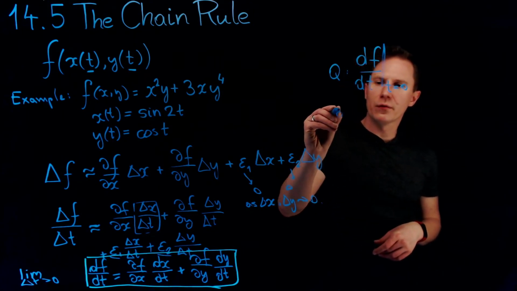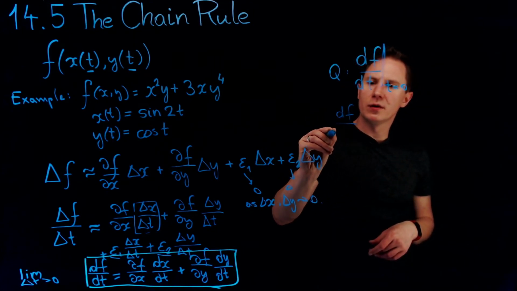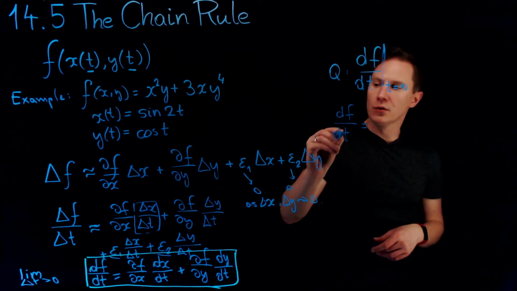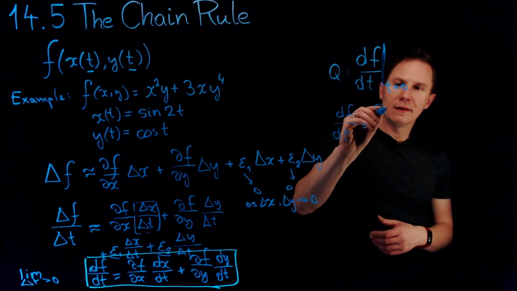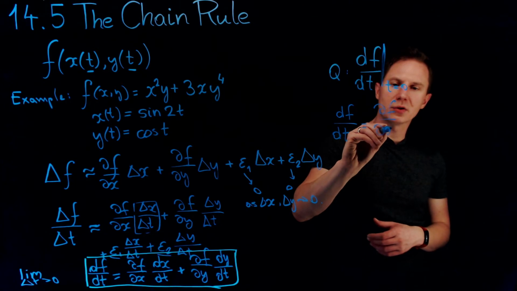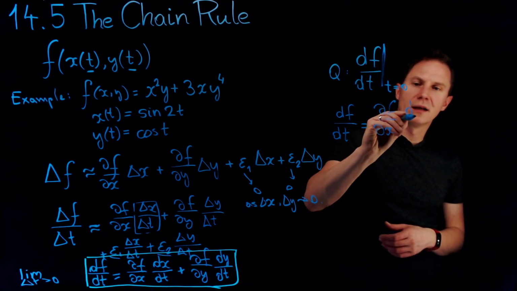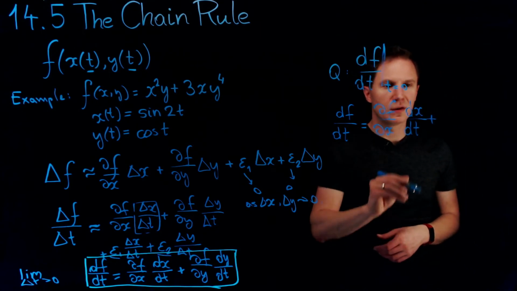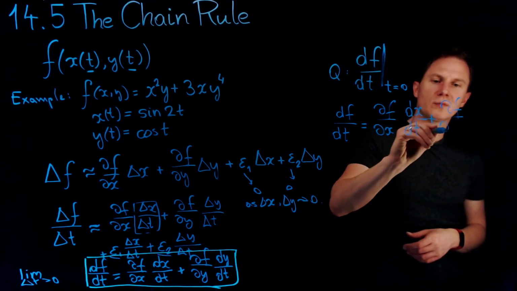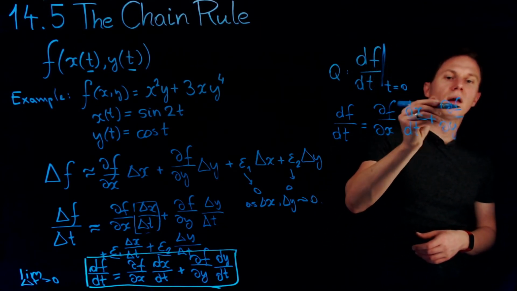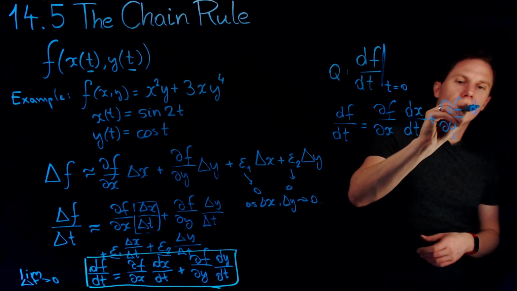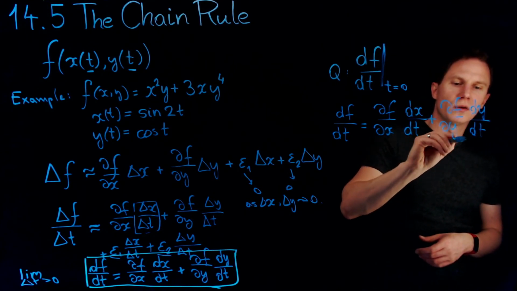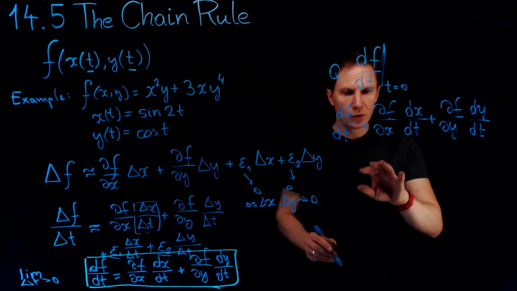So if you want to first compute this derivative with respect to t, what you can do is apply the chain rule and take the partial derivative with respect to x times dx over dt, the derivative of x with respect to t, and the partial derivative with respect to y is added to it, which is also multiplied by the derivative of y with respect to t. Okay, let's compute these ingredients.